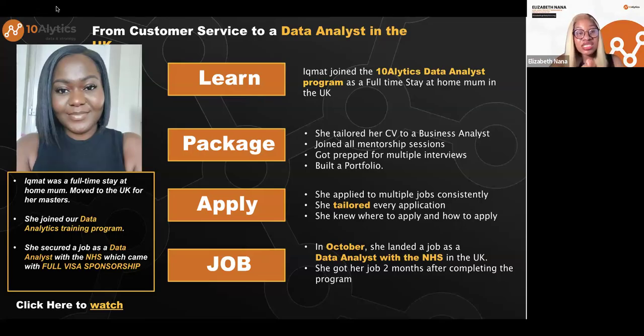You want to be very strategic, but you also want to make sure you're applying to multiple roles. All right. Now, she applied to multiple jobs. She made sure she tailored every single application. She knew where to apply to and how to apply.